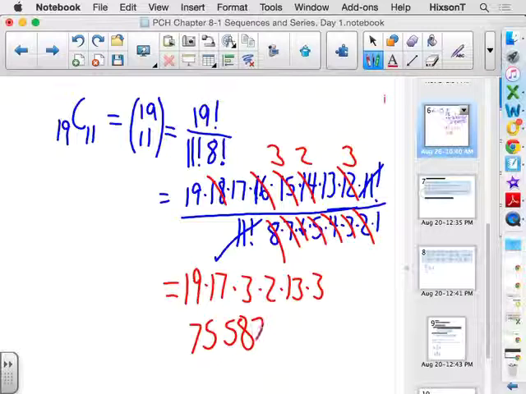75,582. Okay? So, with the 19 of you, I can make 75,582 different 11-person teams. Just kind of amazing to think about. But if you break it down, it actually makes sense.